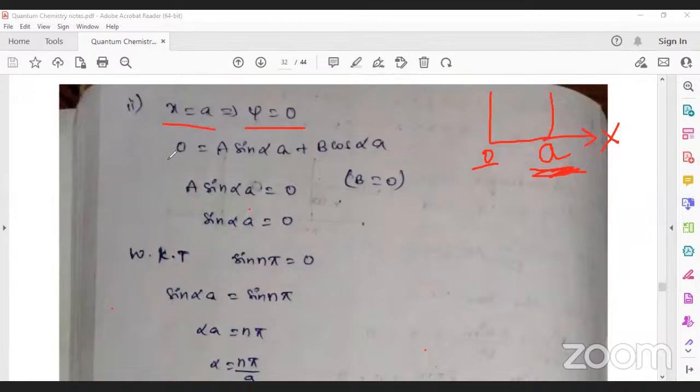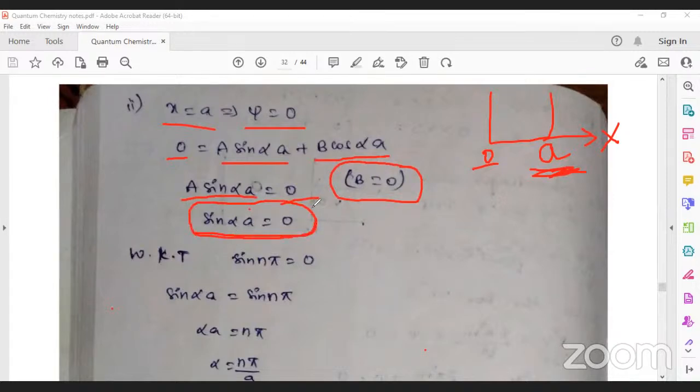Therefore, psi, meaning 0, is equals to a sin alpha a plus b cos alpha a. But from the first condition, we know that b is equals to 0. Therefore, a sin alpha a is equals to 0. Therefore, sin alpha a is equals to 0. This is the condition we will get, right? Is it clear? Are you able to understand?